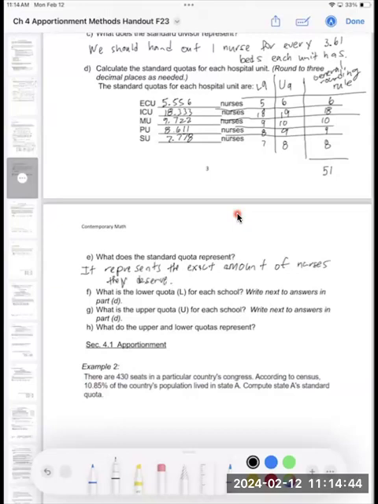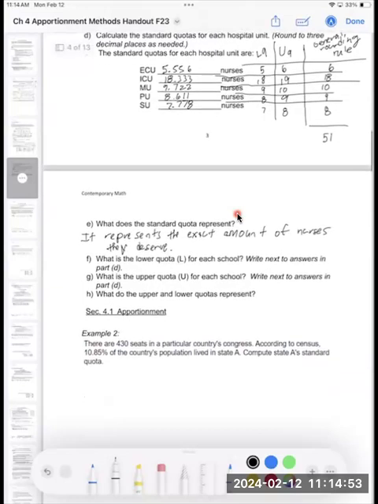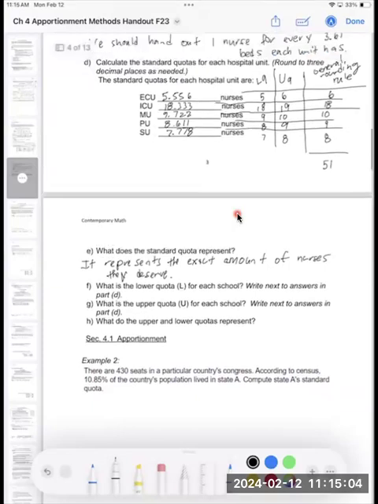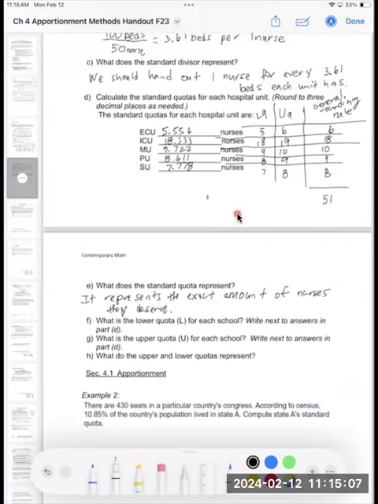What is the lower quota for each school? I wrote it up there already. It's under LQ. And then what is the upper quota? I already wrote that. And what do the upper quota and lower quota represent? In my opinion, the upper quota is the most amount of nurses that you would want to hand out. You owe the correct number of nurses. The fair number of nurses is 5.556. The two whole numbers that are closest to 5.556 are your lower and upper quotas. So the second most fair thing to do, I think, is you'd either give them 5 nurses or 6 nurses.